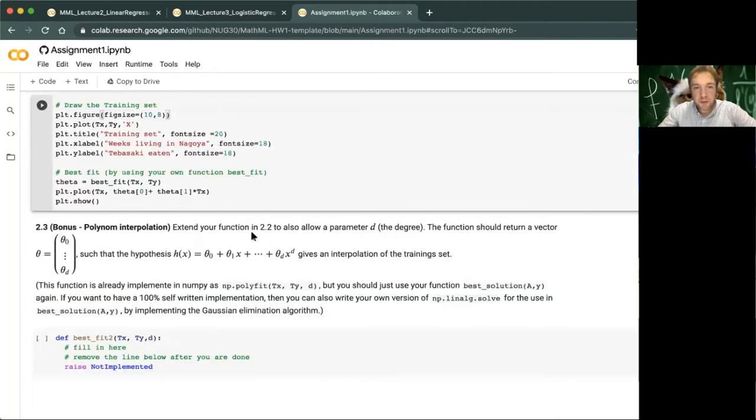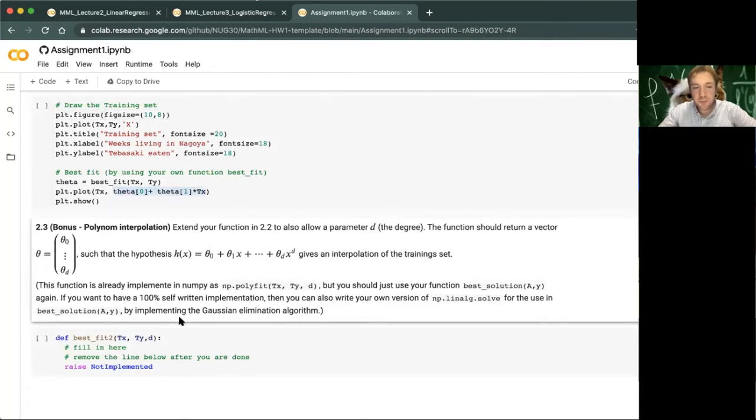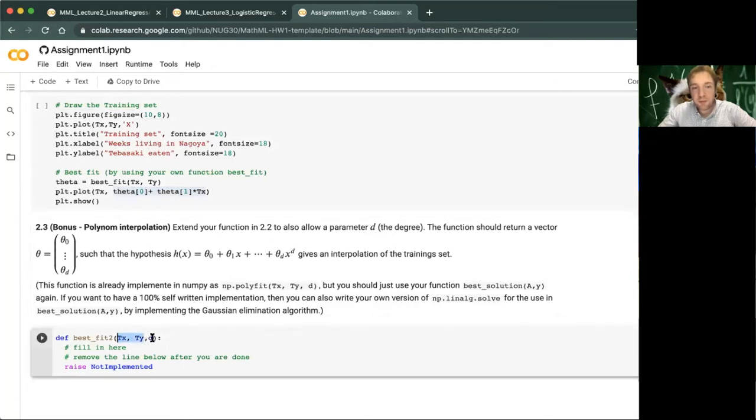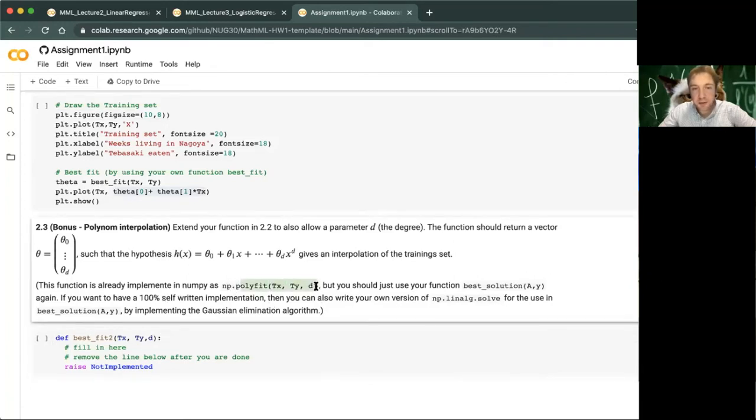And then a bonus would be to do it generally for polynomials. So instead of just this simple theta, which is a linear function, you should do it for a polynomial. And therefore, instead of taking as an input X and Y values, you also take as an input the degree of the polynomial. Of course, this function is also implemented already in NumPy. This is polyfit in NumPy with the exact same input. But the idea here is that you use your own functions and implement it by yourself.